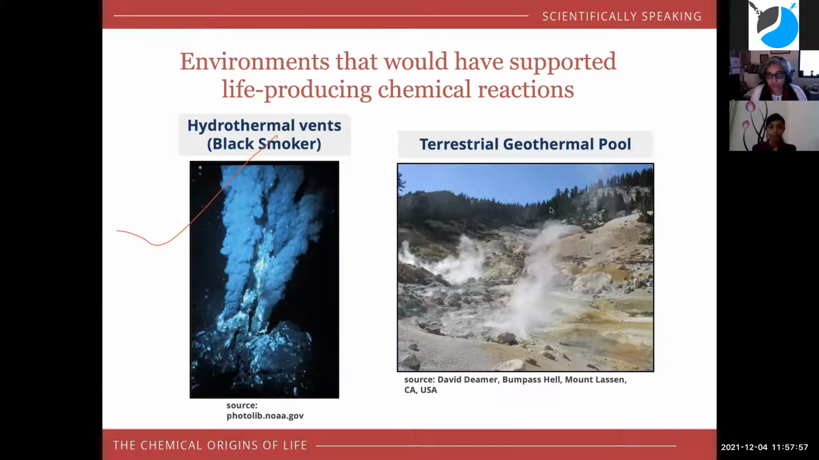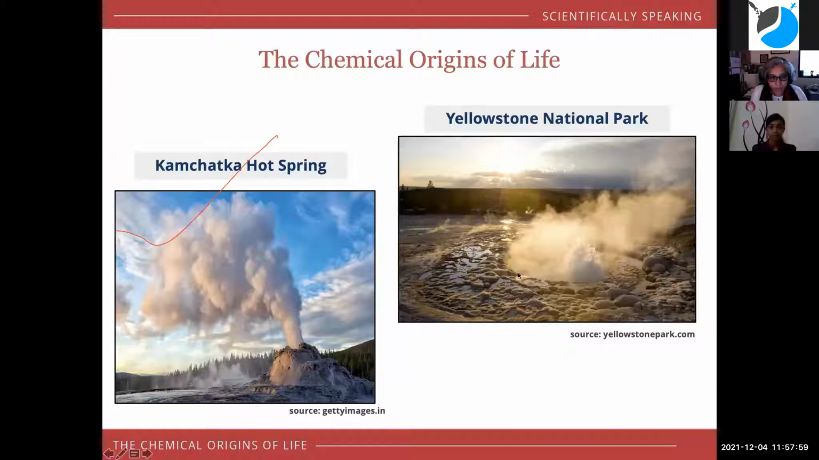So you have these kinds of terrestrial geothermal pools in other parts of the world. Kamchatka hot spring here, which is present in Russia. You have another example from Yellowstone National Park. We do have some of these terrestrial hot springs even in India, and I will get to them towards the very end. But suffice to say that this is one of the very important geological niches that is thought to have allowed for the emergence of life on the early Earth.